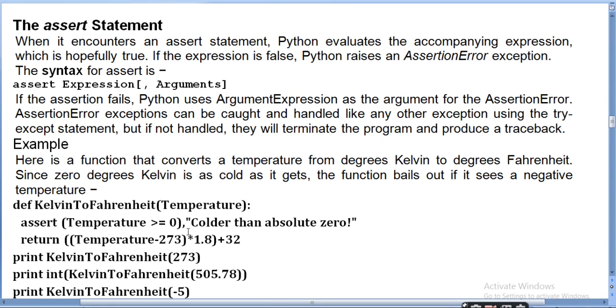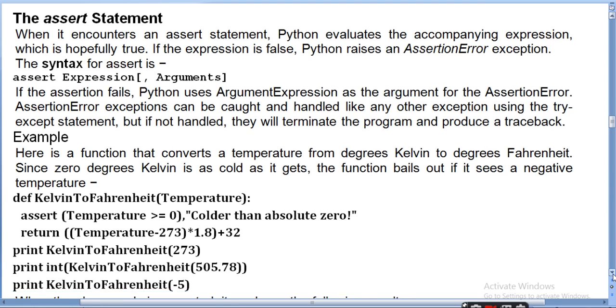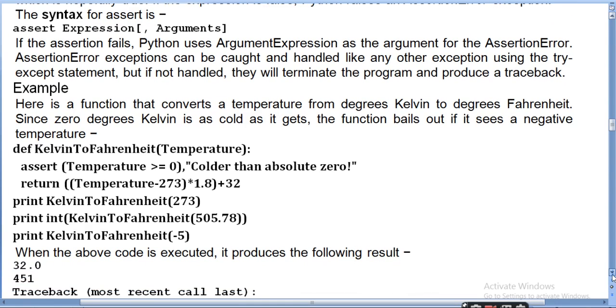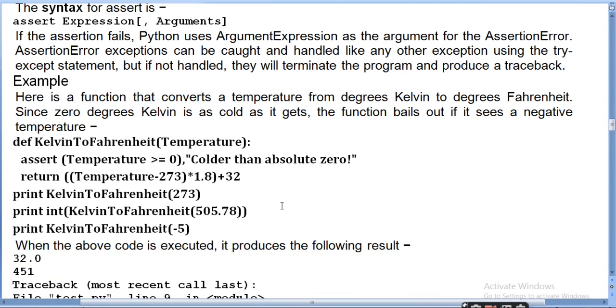Assert temperature greater than or equal to 0, colder than absolute 0. Return (temperature minus 273) times 1.8 plus 32. This is a formula which you use for calculating the temperature. Print Kelvin to Fahrenheit 273. Print Kelvin to Fahrenheit 505.78. Print Kelvin to Fahrenheit minus 5. This is what you are using to raise the assert exception.